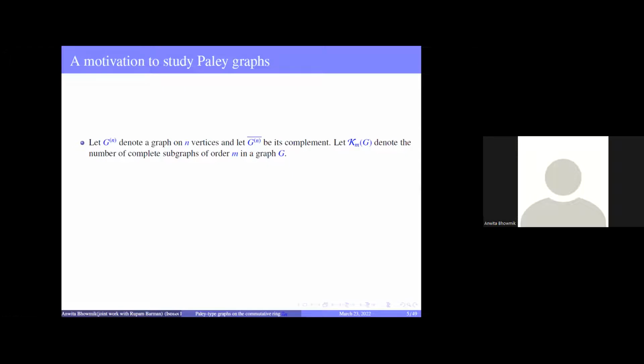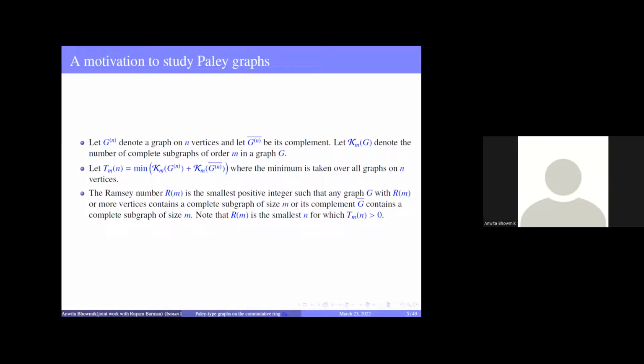But here I would like to state one particular motivation to study Paley graphs, which is related to Ramsey theory. So for that, let Gn denote a graph with n vertices and Gn bar be its complement. Then let Km of G be the number of complete subgraphs of order m in a graph G. Then we have this Km of n, which is this expression. So here the minimum ranges over all graphs on n vertices.